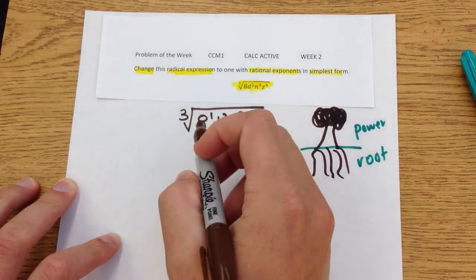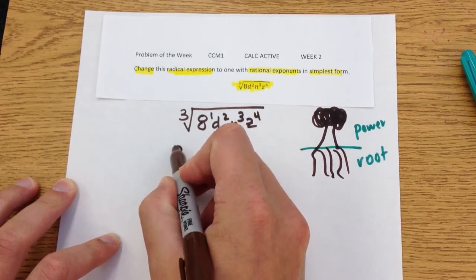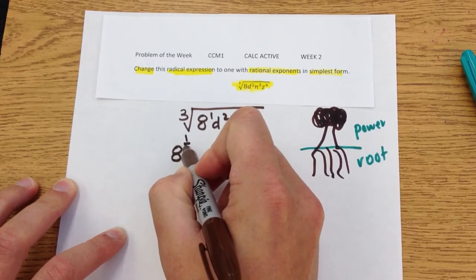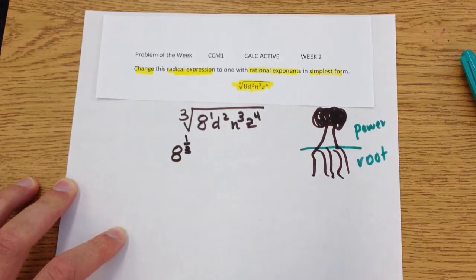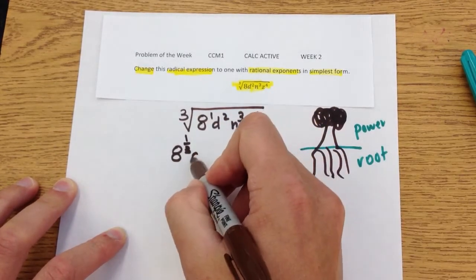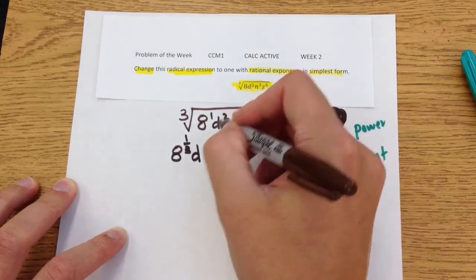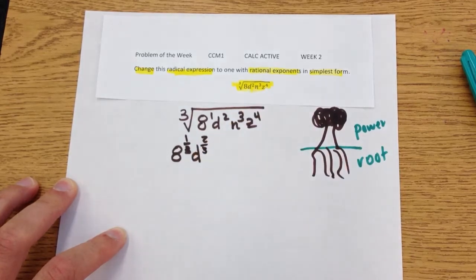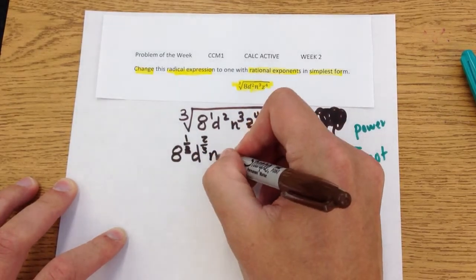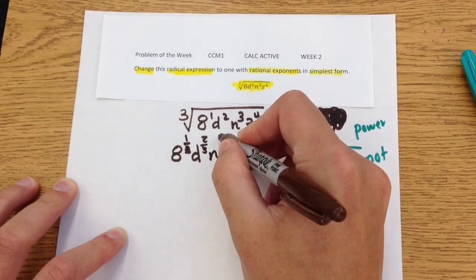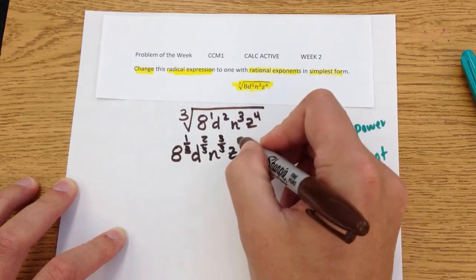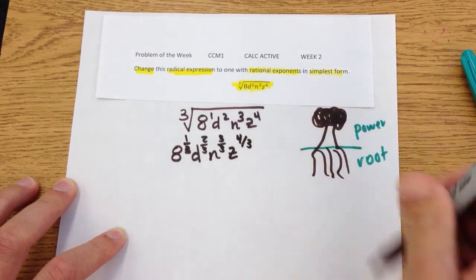So I start with the 8. I have 8. Well, the power is 1, the root is 3, so it's 1 over 3, 8 to the 1/3. Then I go to d. d to the power, which is 2, over the root, which is 3. So d to the 2/3. Then I do n to the power over root, 3 over 3. And lastly, z, power 4 over 3, like so.